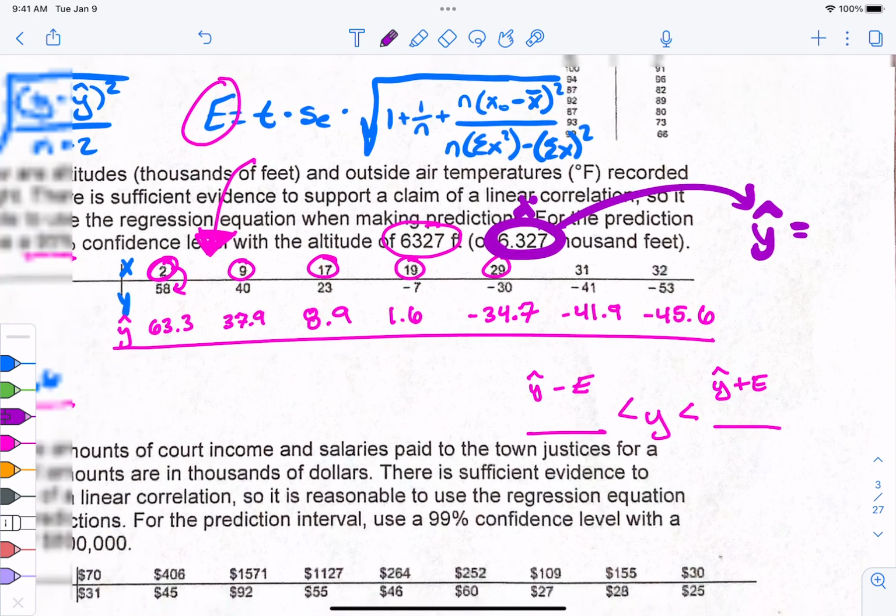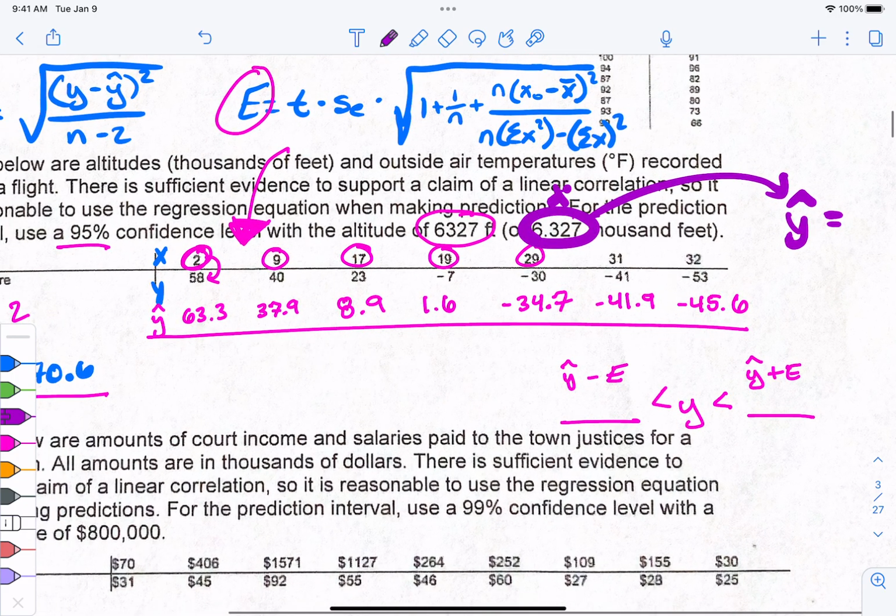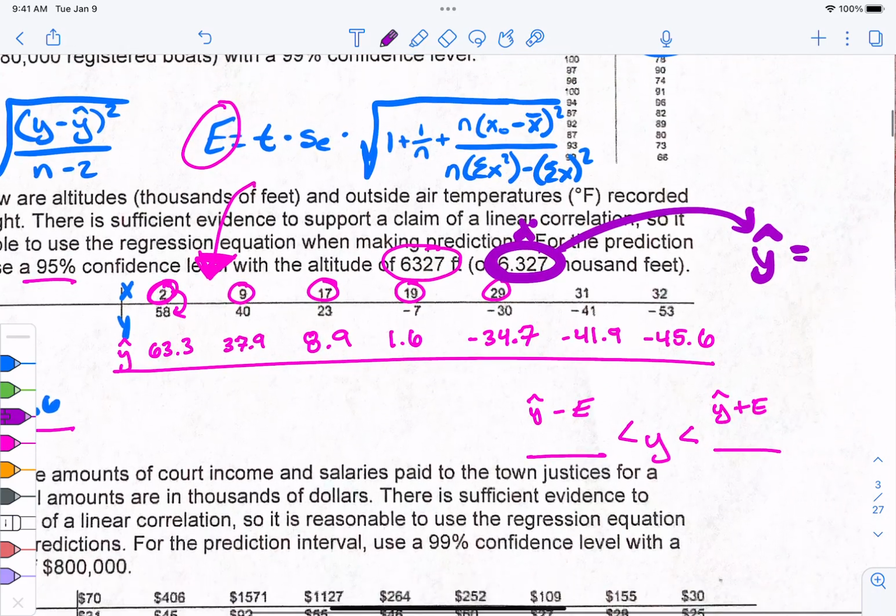Plug it in like we just did, right? So plug in 6.325 or 327 like we just did. What should the temperature be? Somewhere between 63 and 37. 47.6. Okay, so we're going to take 47.6.